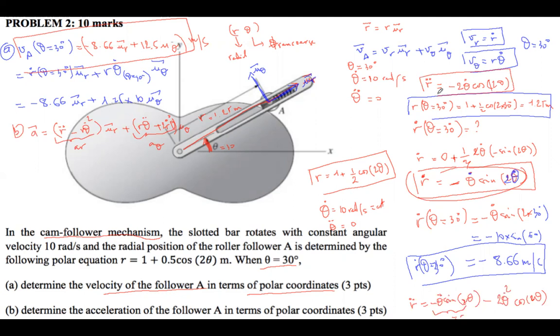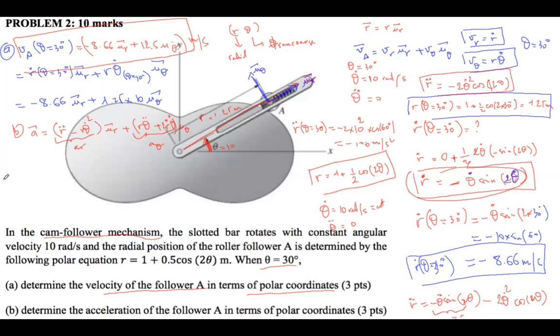Okay. Now let's calculate R double dot at theta equal 30 degrees. It will be minus 2 times theta dot, which is 10. But don't forget the square, so it's theta dot square here. I was about to forget it. Don't forget the theta dot square. Very important. So 10 square, multiplied by cosine 60 degrees. If you do the calculation, you just have minus 100 meters per second square.